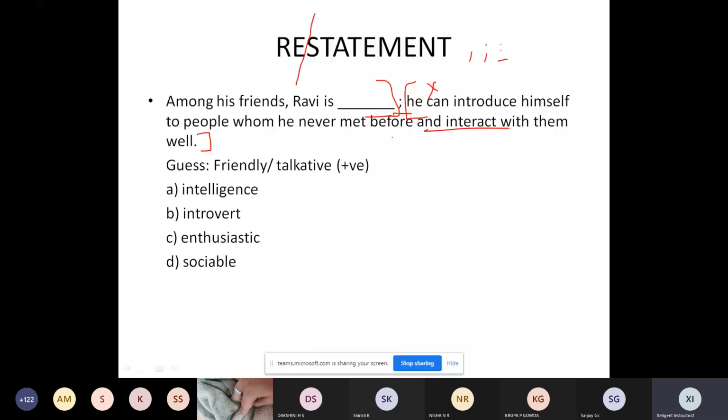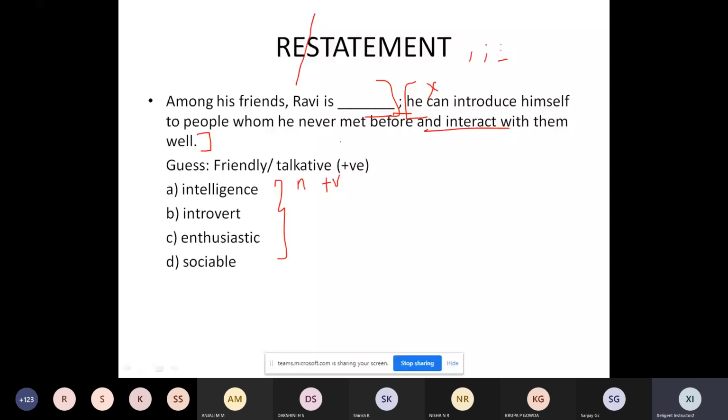Most of you have given B as the answer. Yeah, for that only I'm explaining. Okay, so my guess word is friendly or talkative. If I put there, among his friends, Ravi is friendly or Ravi is talkative, that will match up with the restated sentence after the first phrase, and is also a positive word. Now I have to look up the options. Intelligence will not come because intelligence is a noun. Although it is a positive word, intelligence is a noun, but we need an adjective.